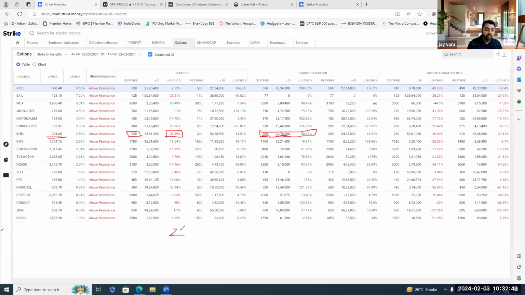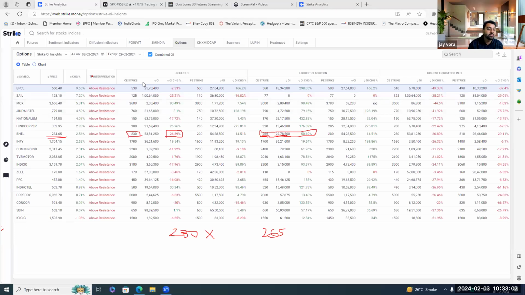So the earlier resistance of 230 is now being breached, and 265 could be the next important upside level, which call writers probably feel may not be surpassed. So that is how you can interpret the stock.